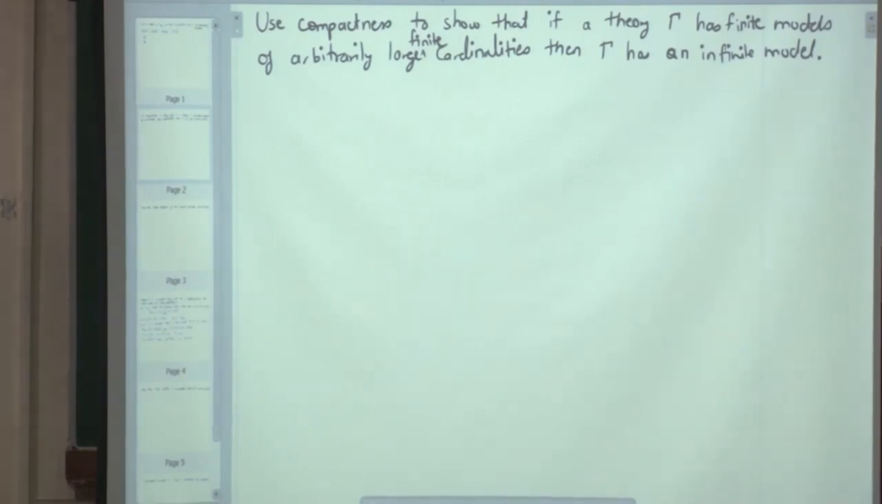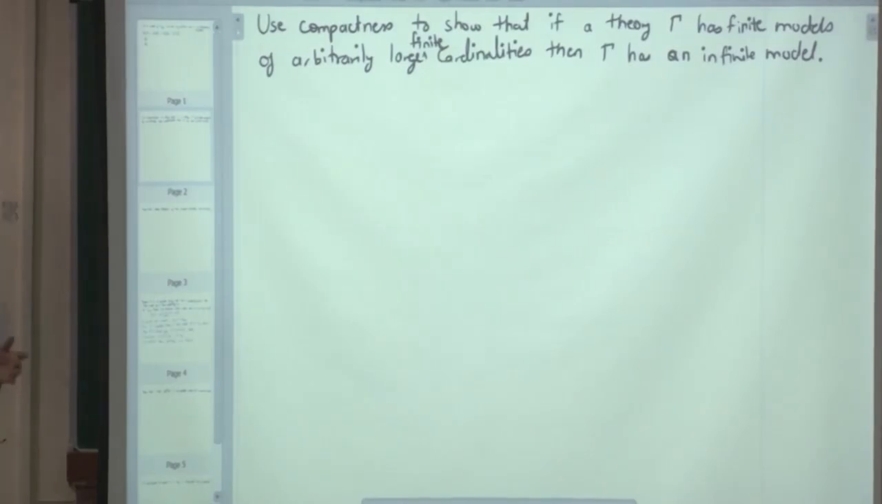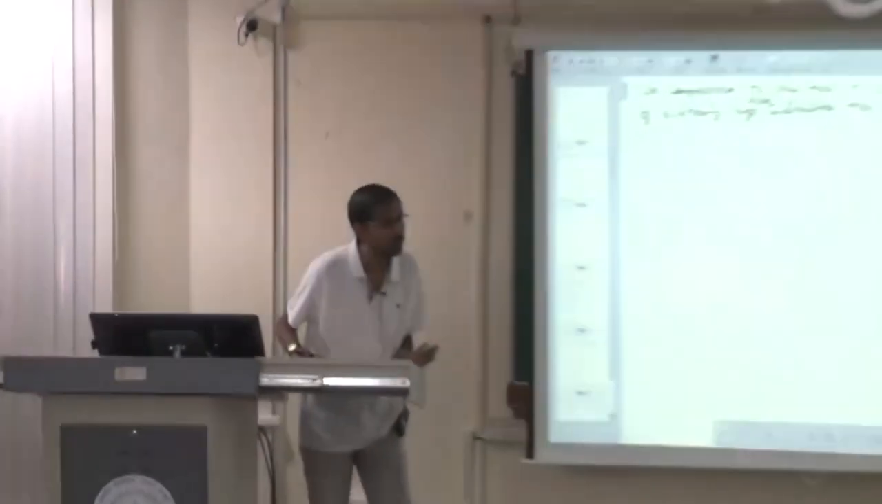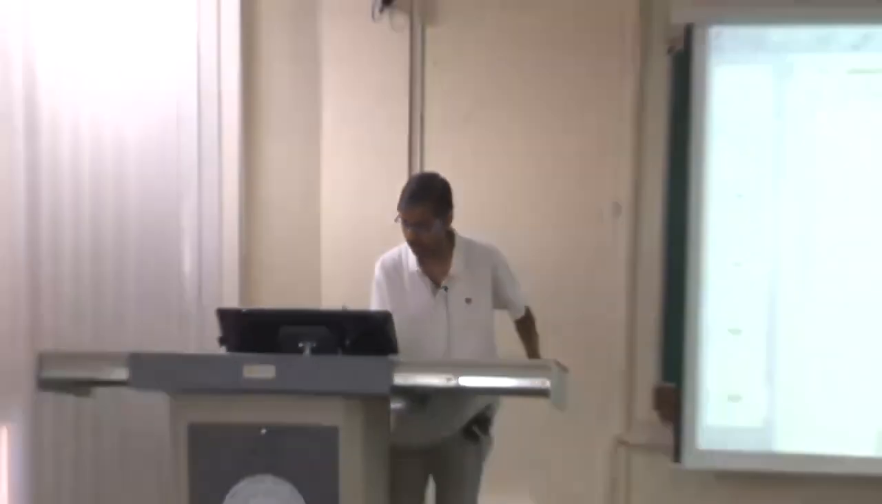Now, first of all, tell me what is the meaning of arbitrarily large finite cardinality? For every n belonging to N, there is a model of that cardinality. No, that's not true. Arbitrarily large cardinalities only means that there is a model of cardinality at least n for every n.